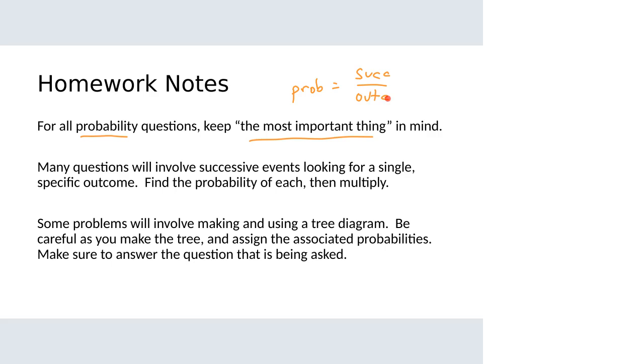Maybe it's just a probability question. Maybe it's successive events looking for a single specific outcome where we just find the probability of each event and multiply them together. Maybe it's more involved than that. Maybe it's at least one ginger ale, or the second marble is yellow, or exactly one orange soda. Maybe it's one of those type of questions that we're going to need to make and use a tree diagram. Just be patient, be careful when you make your tree, get your sample space, and then make sure you identify all the successes that are in that sample space when you go to answer the question.